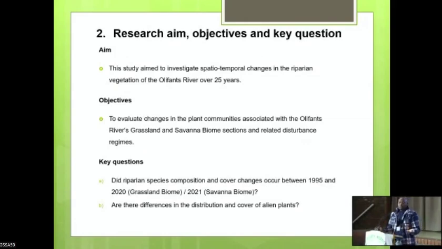This study aimed to investigate spatial temporal changes in the plant vegetation of the Olifants River over 25 years, and also to evaluate changes in plant communities associated with both biomes, and look at disturbances that occur within those two biomes. So basically we wanted to find out whether the riparian composition and cover changed over this period, and whether there are any differences in the distribution and cover of alien and invasive plants.